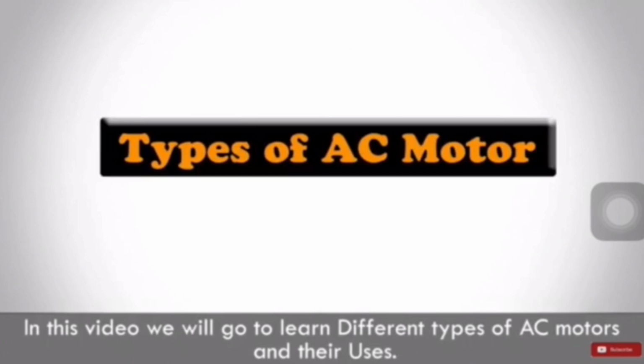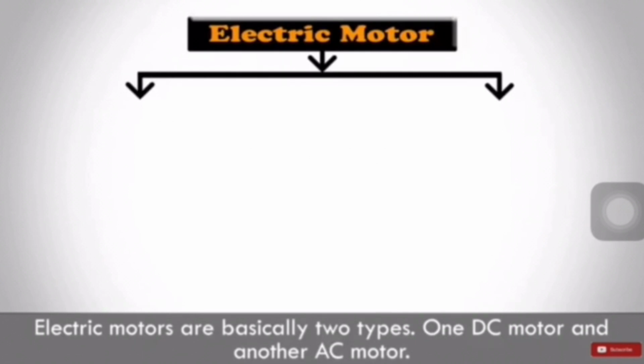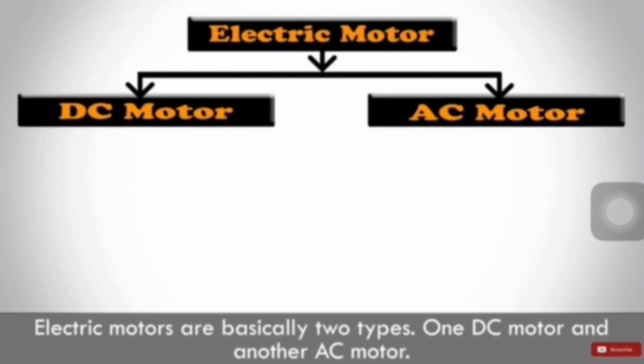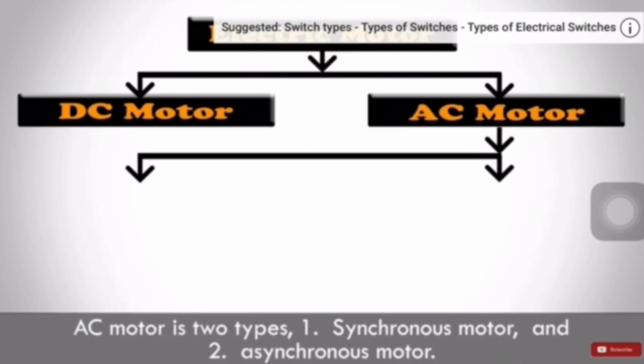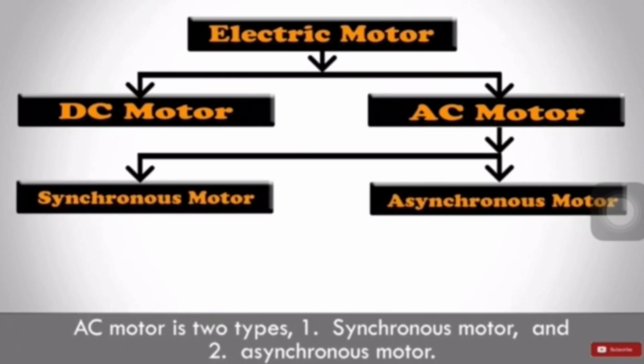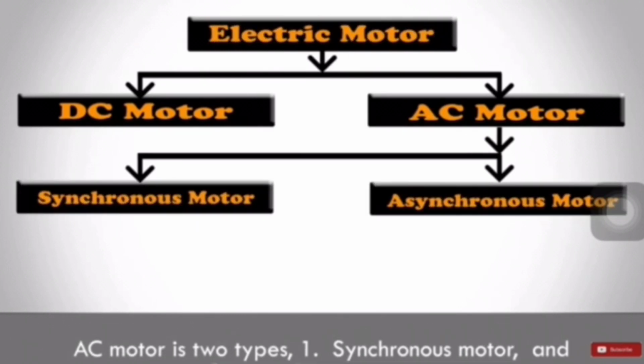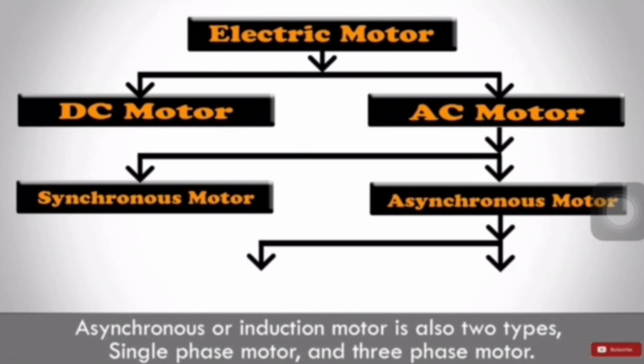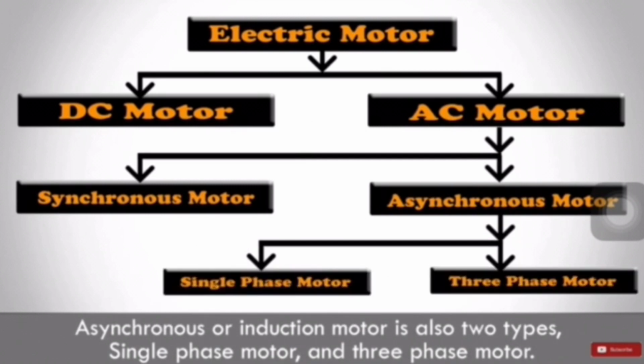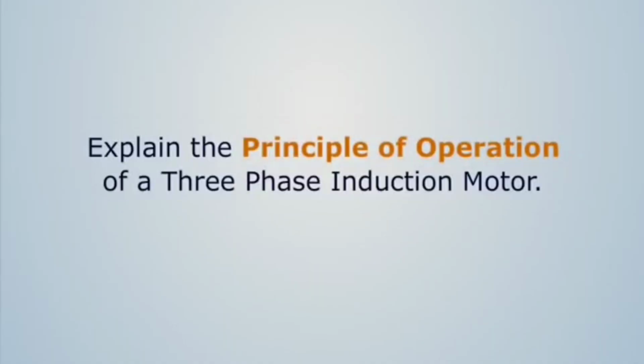In this video, we will learn different types of AC motors. Electric motors are basically 2 types, one DC motor and another AC motor. AC motors are 2 types, synchronous motor and asynchronous motor. Asynchronous or induction motors are also 2 types, single-phase motor and three-phase motor. Explain the principle of operation of a three-phase induction motor.